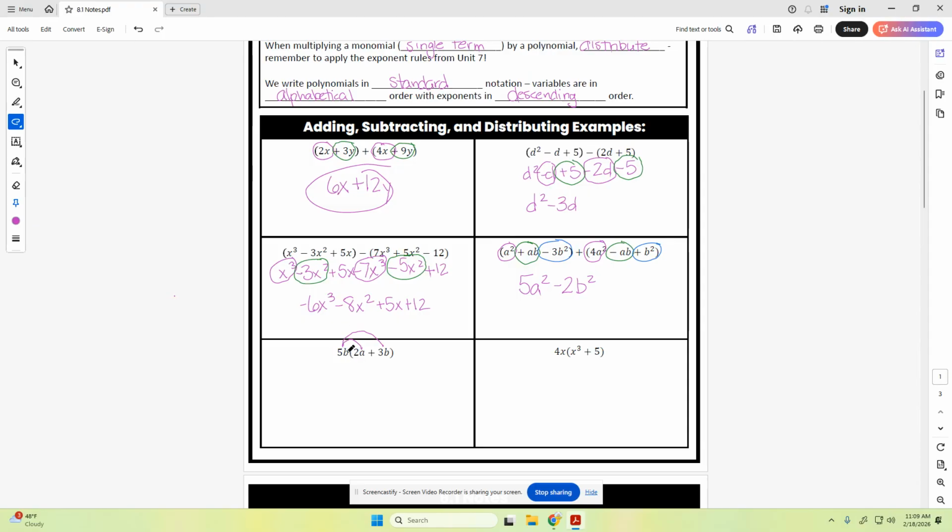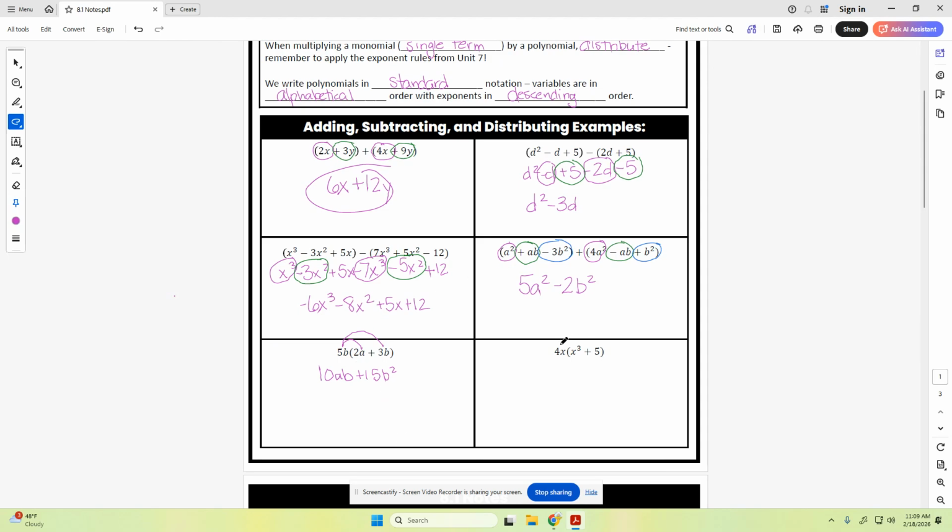So 5b times 2a, 5 times 2 is 10. And then my a and b go in alphabetical order. I don't want to write it as ba, I want to write it as ab. Now I'm multiplying 5b by 3b, so 5 times 3 is 15. And b times b, it's the same base, so I'm adding those exponents, which are each one, to get b squared. It's not a bad idea to always check and make sure you don't have any like terms, but if you didn't have like terms in the beginning, you won't have like terms in your final answer. So that's our final answer there. There's nothing more that we can do.